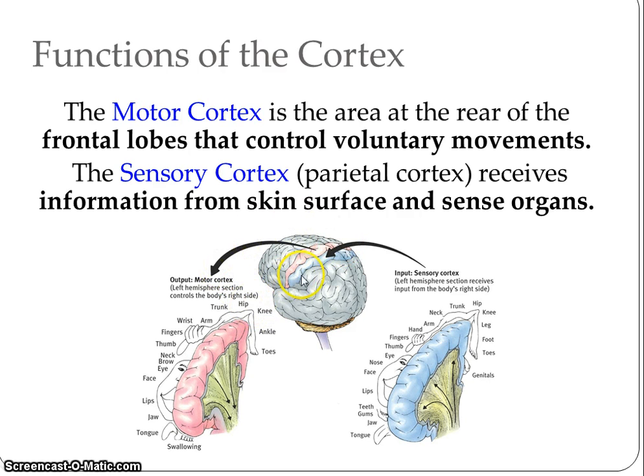And with the sensory cortex, which is in the parietal lobe, the more sensitive the regions are on your body, the larger their spot is on the sensory cortex. So for example, our lips tend to be very sensitive areas on our body. The lips have a larger space devoted to them on the sensory cortex than, say, our knees do.